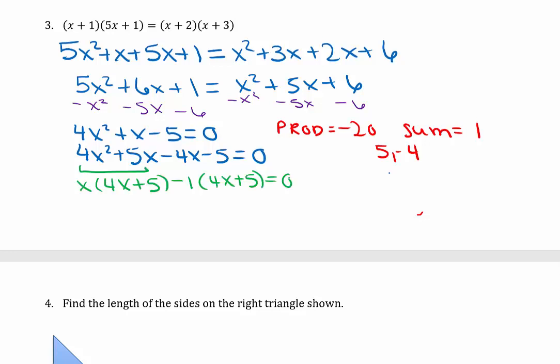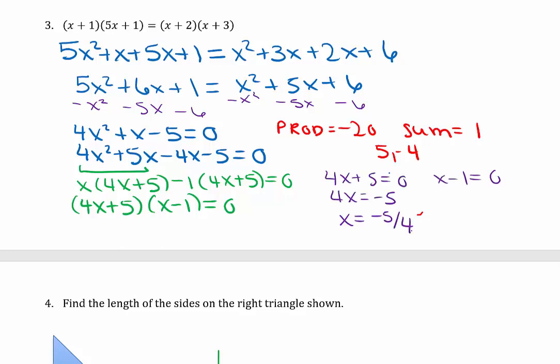I can take an x out of the first two terms, left with 4x plus 5. And I'm going to pull a negative 1 out of the second two terms to change those signs. So now I have 4x plus 5 in both parentheses. In factored form, this is 4x plus 5, x minus 1. Finally, I set both of those factors to 0. If 4x plus 5 equals 0, we can subtract the 5 and divide by 4. So x is negative 5/4. If x minus 1 equals 0, I add the 1, x is 1.